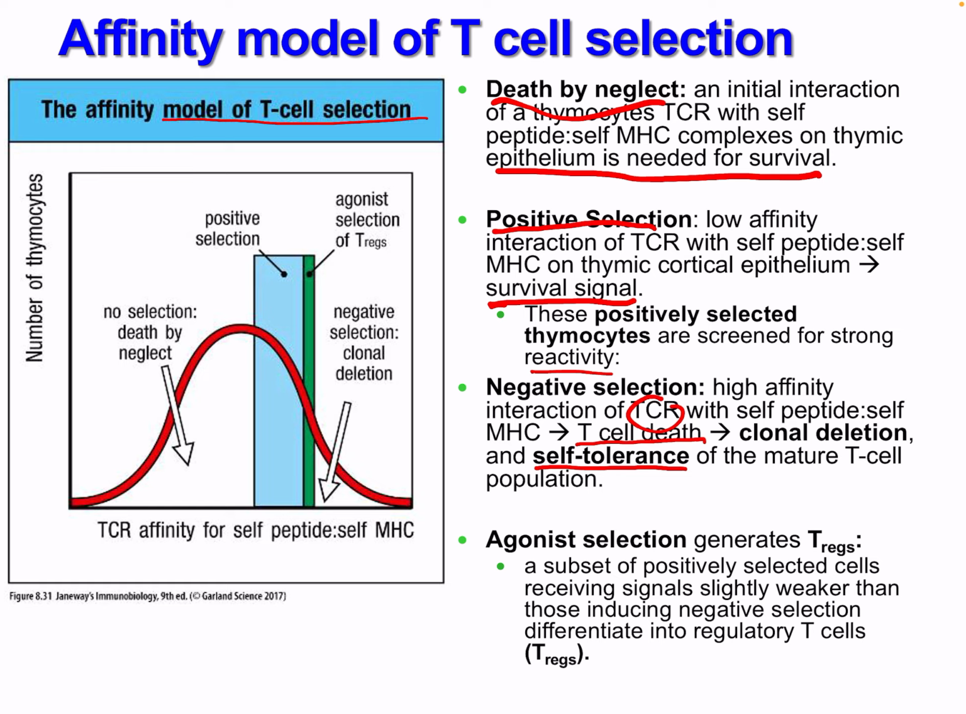We also can have agonist selection, which you can see here. Agonist selection generates T regulatory cells, which are very important. T regulatory cells are a subset of positively selected cells receiving signals slightly weaker than those inducing negative selection. So they're not completely overpowering, but they're still stronger than the ones that were negatively selected for clonal deletion. So these proliferate into regulatory T cells, or Tregs.